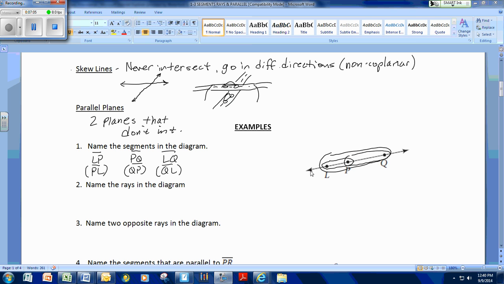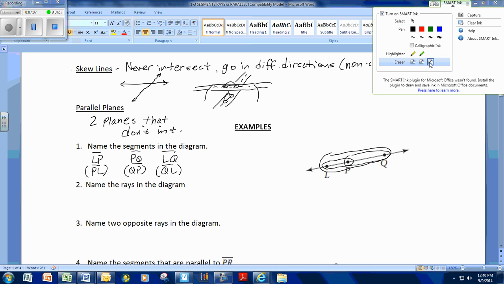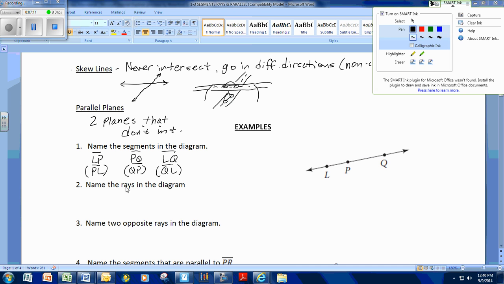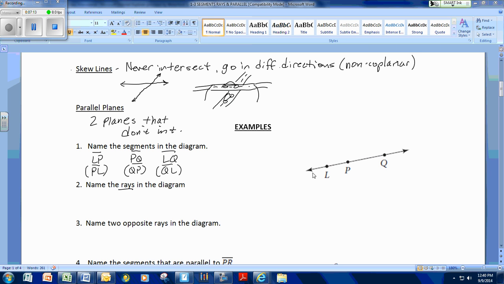All right? Next, we're going to name the rays. Okay, let me erase that. Now we're going to name the rays in the diagram. Okay, so I'm first going to pick an endpoint. I'm going to start with this endpoint right here, endpoint L.